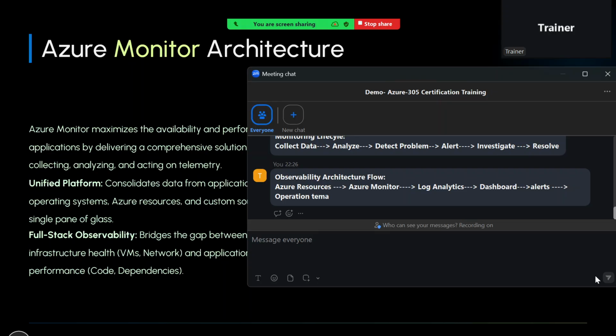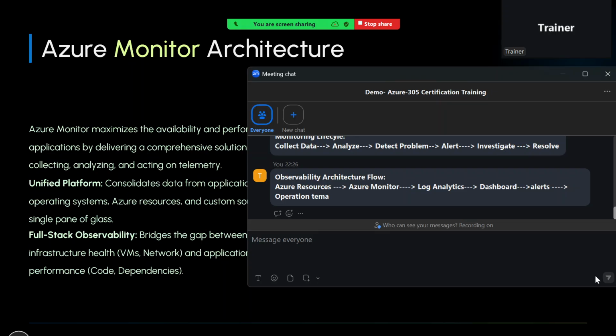Okay, so why do architects care about monitoring? Without monitoring, there are long outages, slow troubleshooting, poor customer experience, and SLA violations. But with observability, there is faster detection, faster diagnosis, better performance, and improved reliability. So this is the architecture flow of observability.